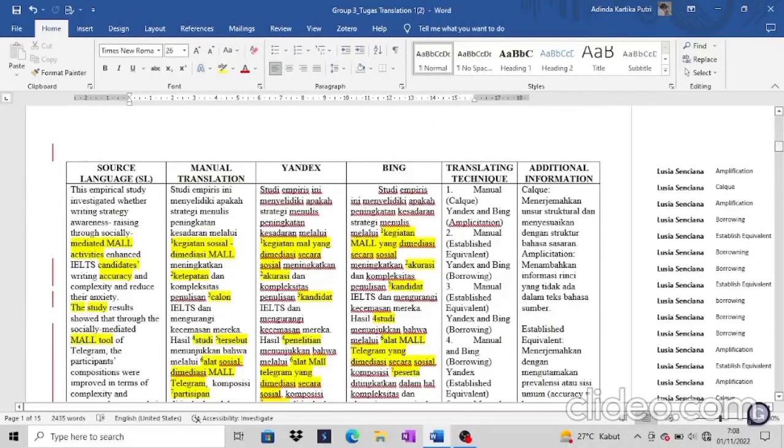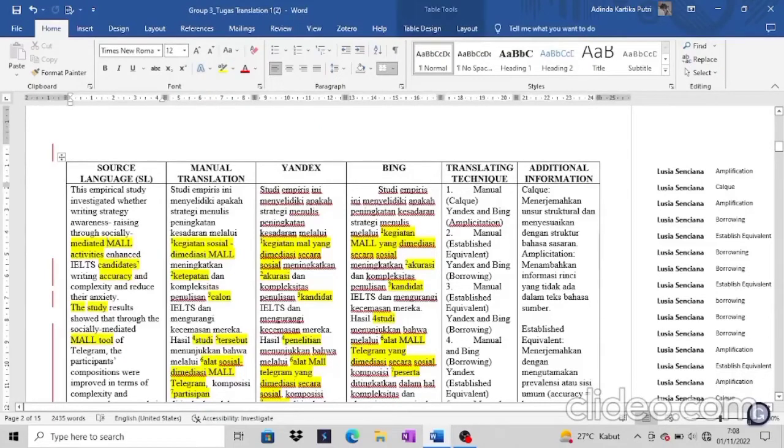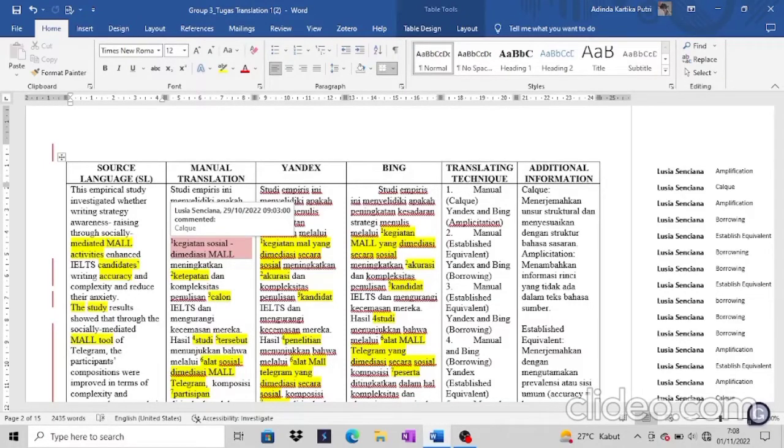Okay, the first session, I found some differences in the result of manual translation, Yandex, and Bing. The first is mediated mall activities. In the manual translation, it becomes "kegiatan sosial di mediasi mall" that used calque. Calque is translating structural elements and adapting to the structure of the target language.